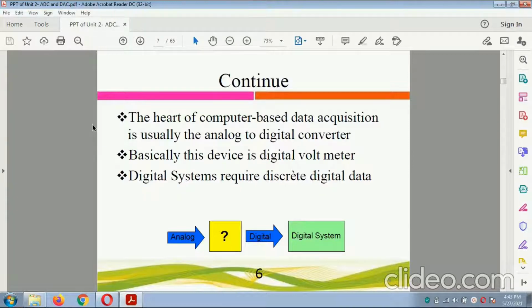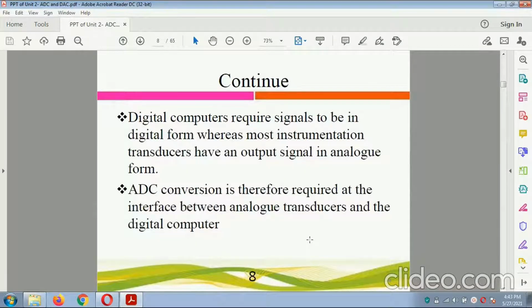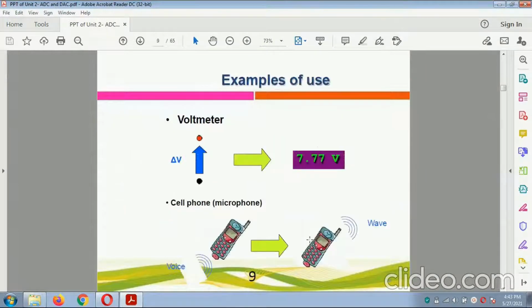Basically this device is a digital voltmeter. The digital system requires digital data. For example, the analog data goes to the digital converter and the digital converter gives it to the digital systems. The digital computer requires the signal to be in digital form, whereas most instrumentation transducers have output signals in analog form. The ADC conversion is therefore required at the interface between the analog transducer and the digital computer. So these are various examples related to the voltmeter. The voltmeter can show a measurement, that is 7.77 volt, and with respect to the cell phone, the signal can be measured in the form of waves.